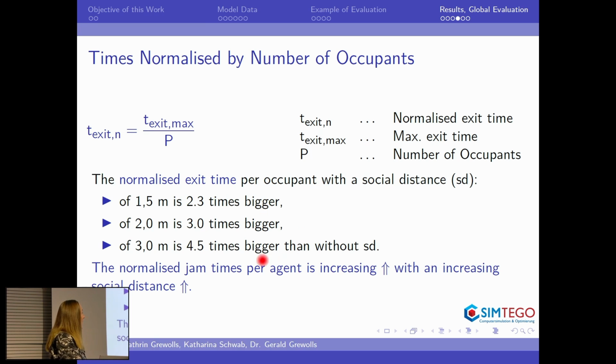And if the social distance is even bigger, so let's say 3 meters, then this time is also increasing. So for a social distance of 3 meters, we have 4.5 times larger normalized exit times than without social distance. So you can say the normalized exit times per agent is increasing with an increasing social distance.